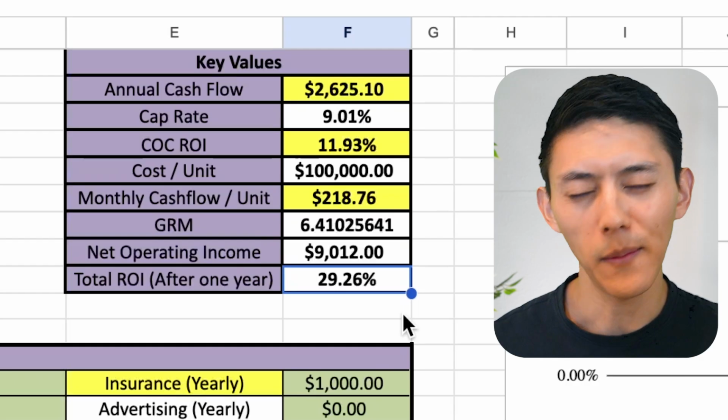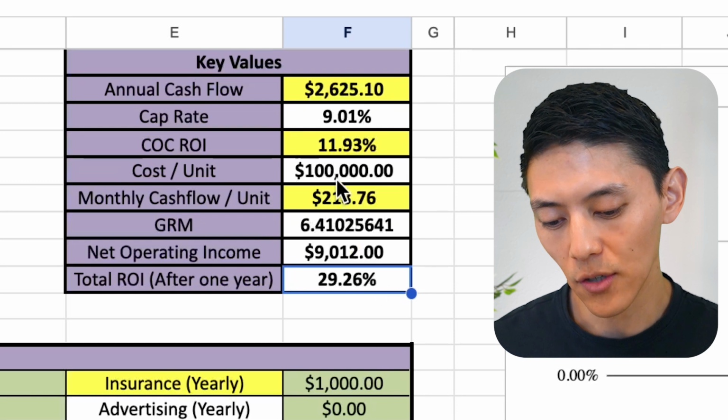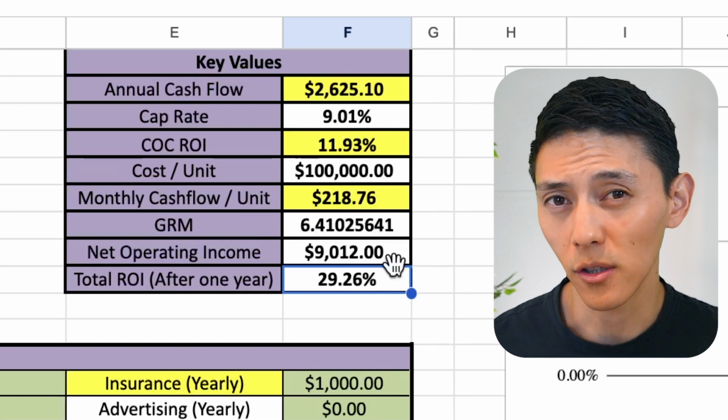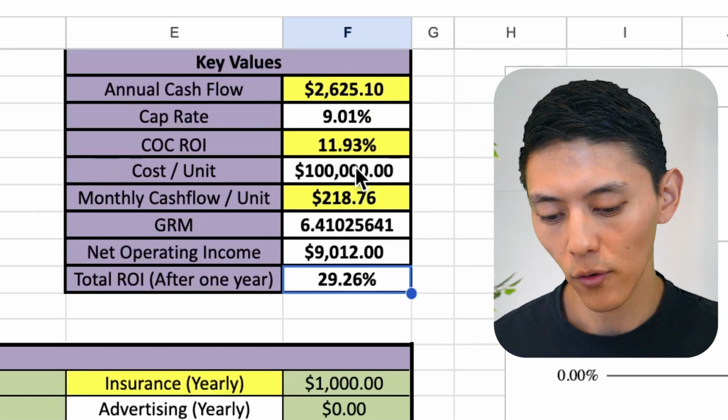Now, this seems like a fantastic deal, actually. You might be wondering, how come your cash on cash return on investment is much lower than your total return on investment? I'll show you why in just a second. But overall, these numbers seem very healthy, and this is actually a deal that I would pursue if I was still looking for properties in this market.